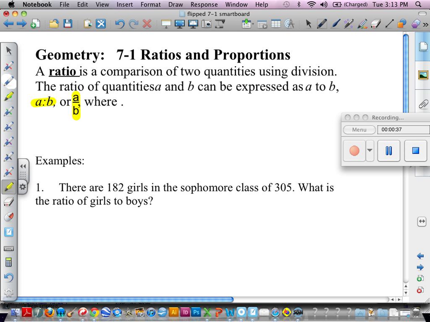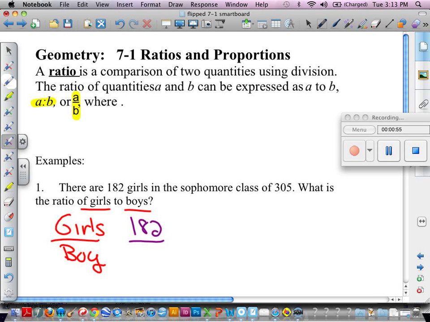In number 1, there are 182 girls in the sophomore class of 305. What is the ratio of girls to boys? So I need girls and boys on the bottom in that order. In this problem, they give me 182 girls. They do not give me the boys, they give me the whole sophomore class of 305. So I need to find my boys by taking 305 minus 182.